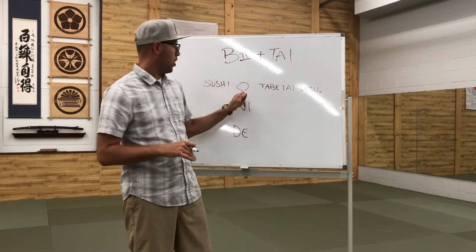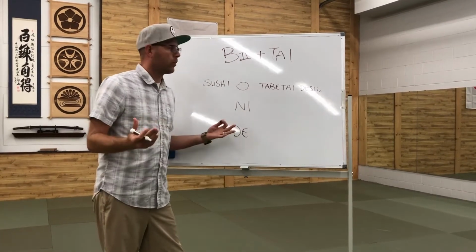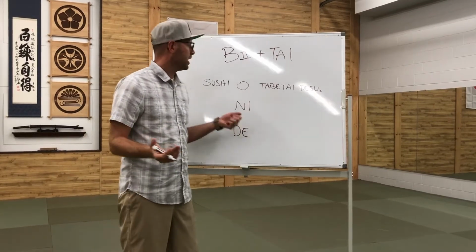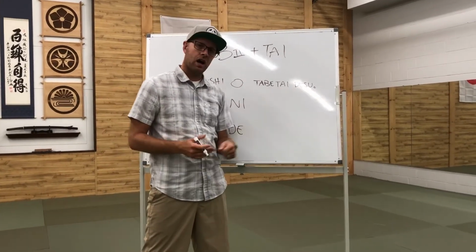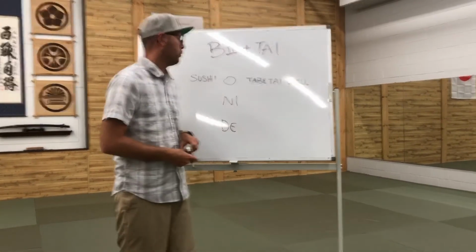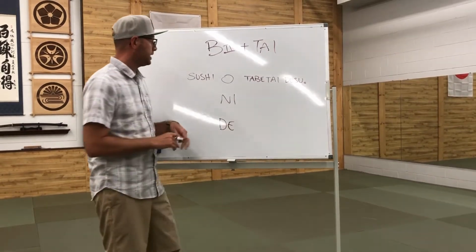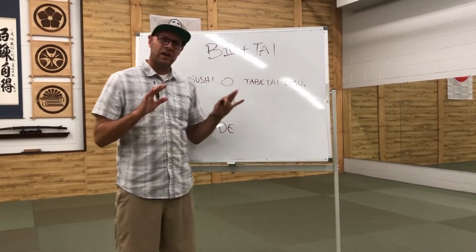So, sushi o tabetai desu. I want to eat sushi. If I wanted to make it a question, I simply add ka. Sushi o tabetai desu ka? Do you want to eat sushi? Of course your answer is hai. Sushi o tabetai desu. I want to eat sushi. Sushi o tabetai desu yo. All right, now, o is going to be kind of your default.